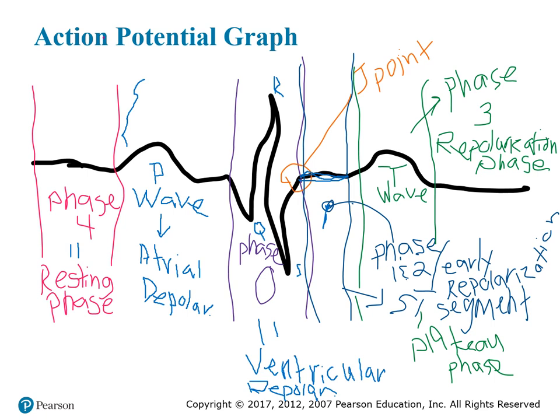After your phase 1 and 2, you go into your phase 3, which is signified by your T wave, which is a broad upward sloping wave. Phase 3 is our repolarization phase, which is signified by our T wave.